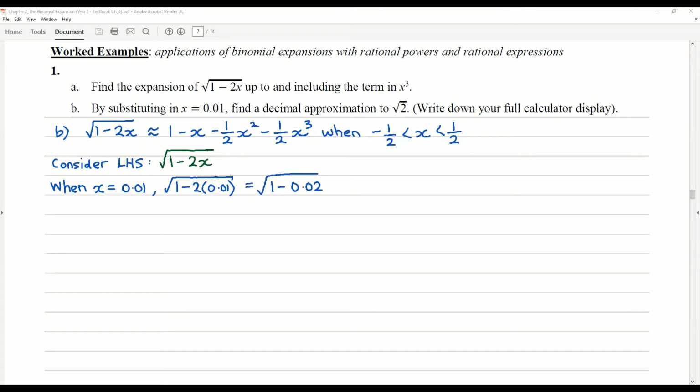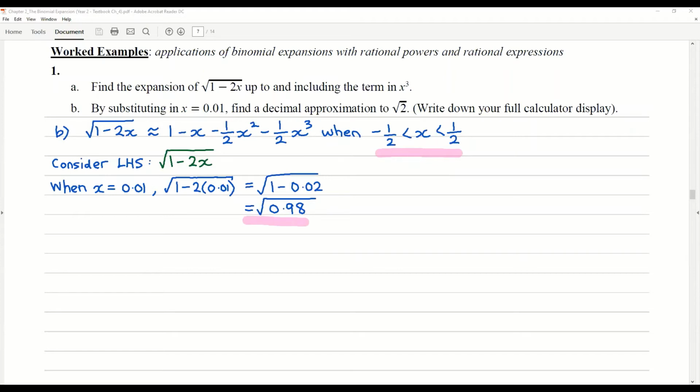All right, so I'm just subbing it in. I can simplify this. So this is going to equal the square root of 0.98. At the moment you might be a little bit confused as to why we have substituted in 0.01. Well, we're allowed to because it's inside the range of validity. So it's a value we are allowed to sub in. I know it's going to converge on this number. But when I substitute it in, of course, I get 0.98.